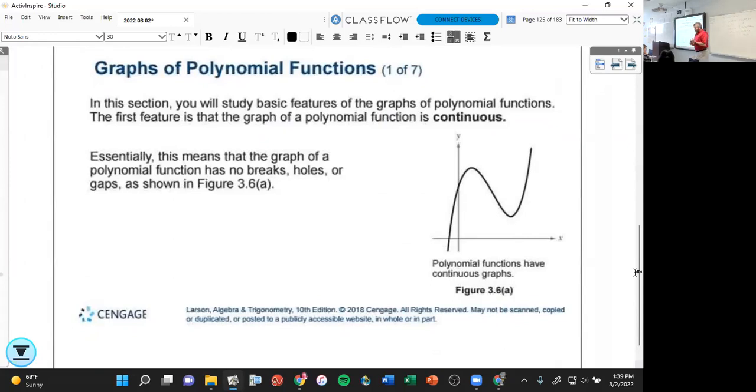Okay, so some of the features of a polynomial function. A polynomial function is continuous, meaning I can draw the entire graph without picking my pencil up. It's continuous. There's no holes in it. There's no breaks. It's one continuous smooth curve. Okay, so this is a polynomial function. There you go.